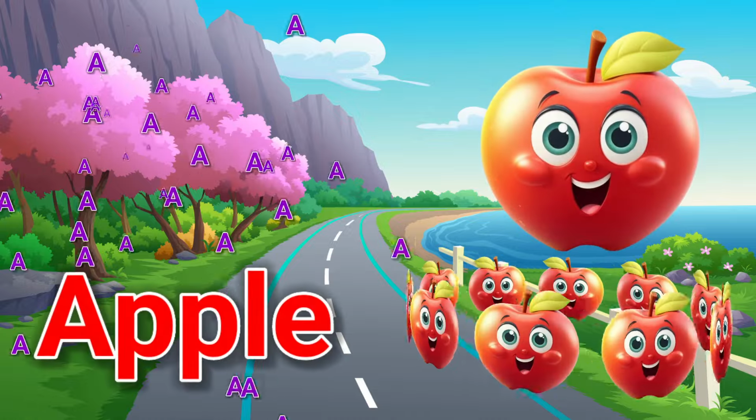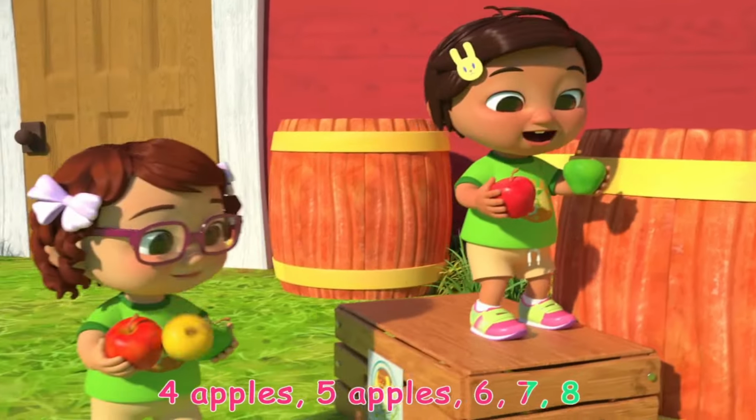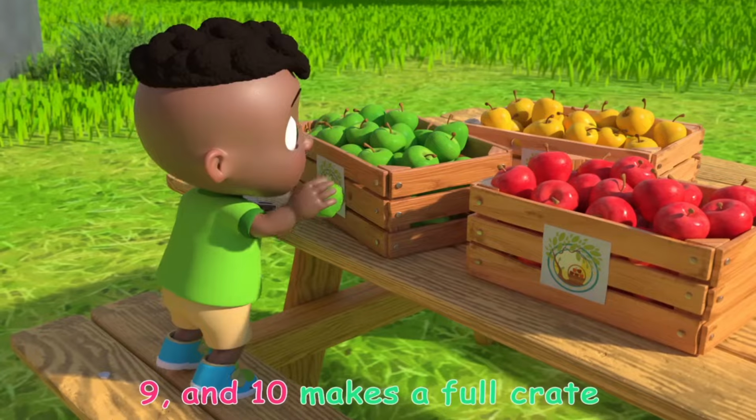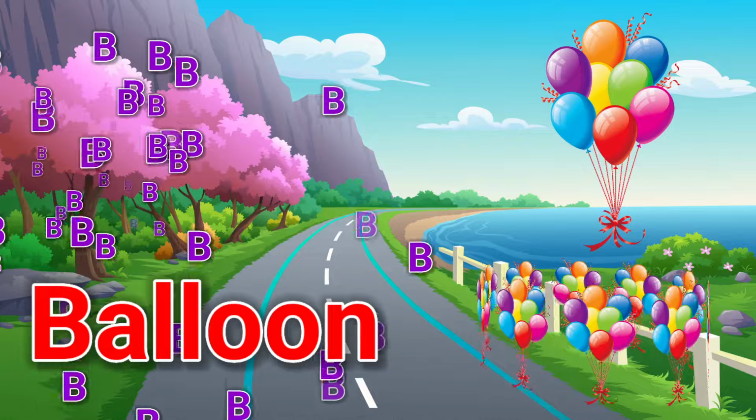A is for apple. There's 5 apples, 6, 7, 8, 9 and 10. B is for balloon.